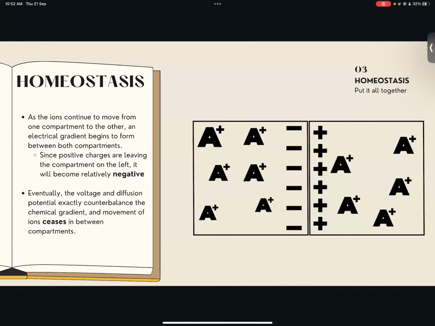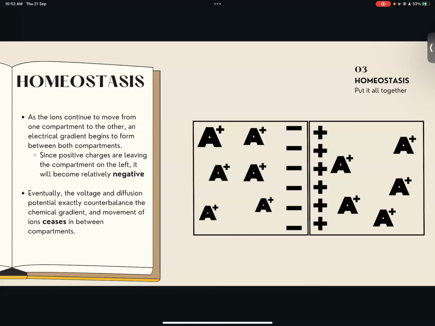When this happens, we start to see a negatively charged solution in the left compartment because we have no movement of negative ions. Since the negative ions are staying in their place, we can't see them, obviously, they're not in this diagram. Since the negative ions are staying in their place, and we're losing positively charged ions, the solution is becoming a bit more negative than it was before the movement of those positively charged ions.